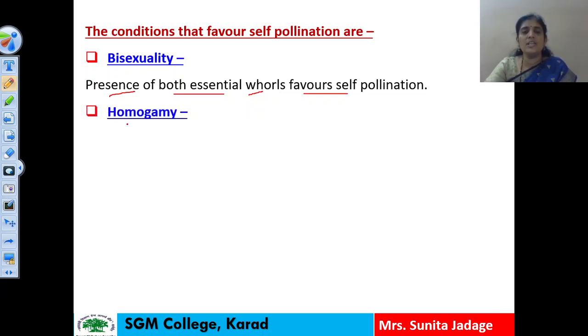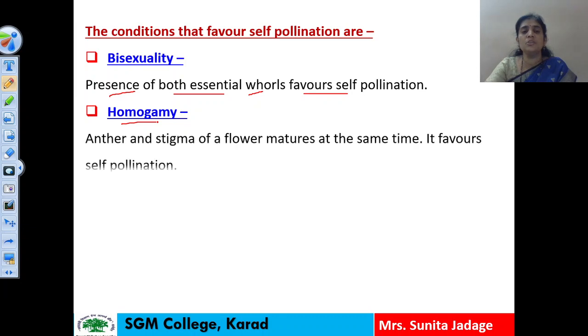The second condition is known as homogamy. What is meant by homogamy? That means the anther and stigma mature at the same time, and therefore this is also a favorable condition for self pollination. Anther and stigma of a flower maturing at the same time means there will be more chances of self pollination.